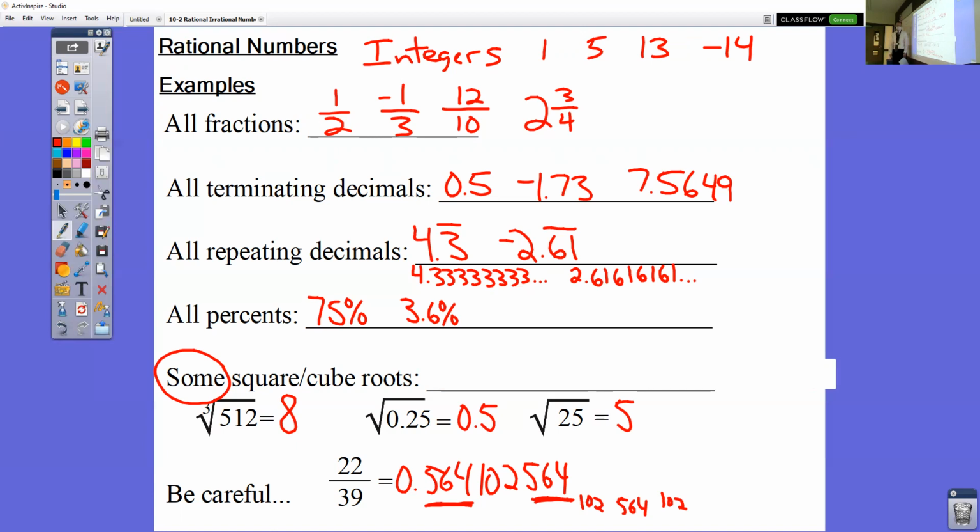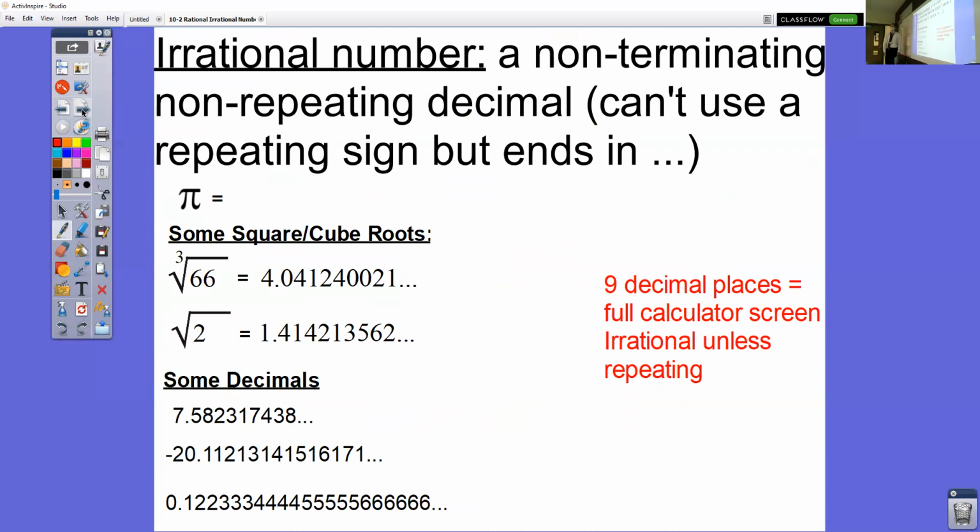So the opposite of rational numbers is an irrational number. An irrational number is a non-terminating decimal. Non-terminating means that it doesn't end, all right? Non-terminating goes on forever and ever and ever. Non-repeating, so that means you can't use a repeating sign, but it ends in ... It fills up the whole screen on the calculator.